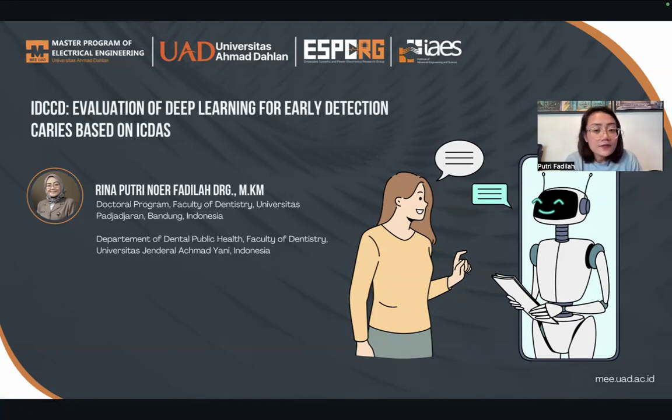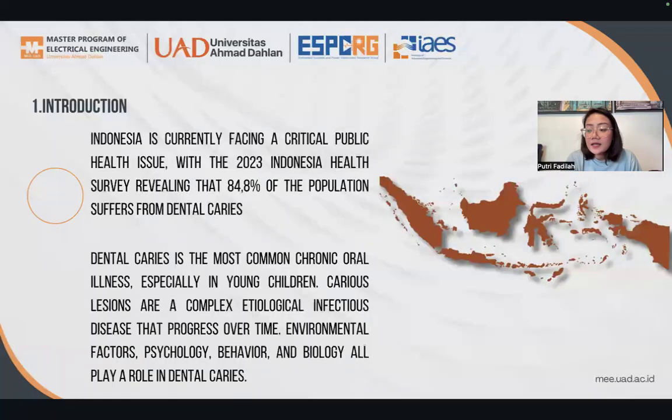The title of this research is the IDCCD. IDCCD is Indonesian Dental Caries Characteristic Datasets to Evaluation of Deep Learning for Early Detection Caries based on ICDAS.